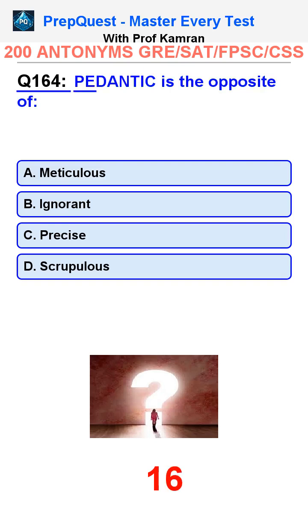Question 164. Pedantic is the opposite of. Option A. Meticulous. Option B. Ignorant. Option C. Precise. Option D. Scrupulous.